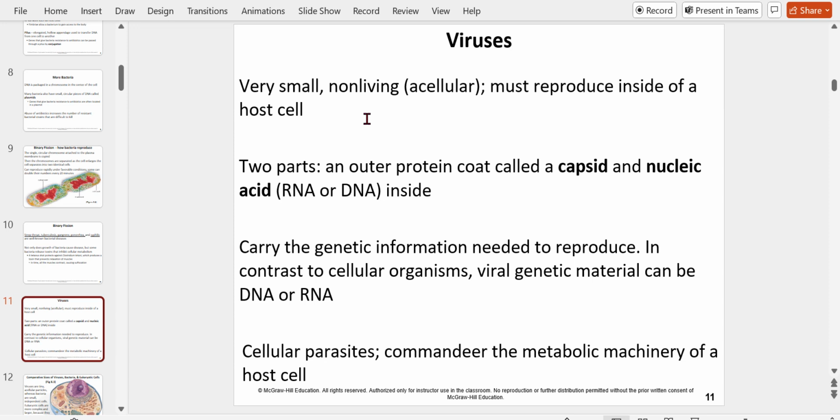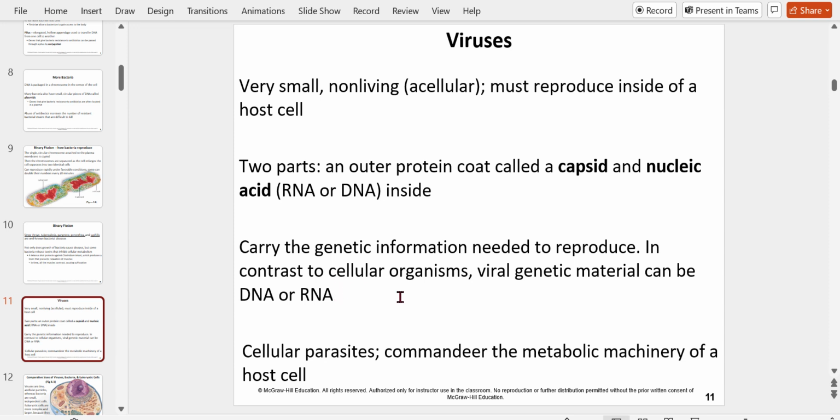Must reproduce inside of a host cell. They don't even have organelles in order to do anything. All a virus does is it lands on a cell and then injects its genetic material in, and that's it. Two parts. There's an outer protein coat called a capsid and nucleic acid. It'll be RNA or DNA inside. That's it. Carry the genetic information needed to reproduce.